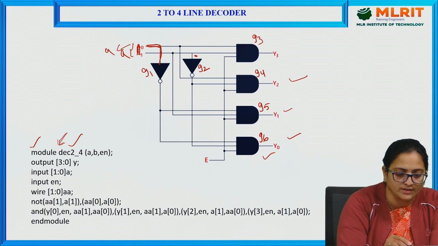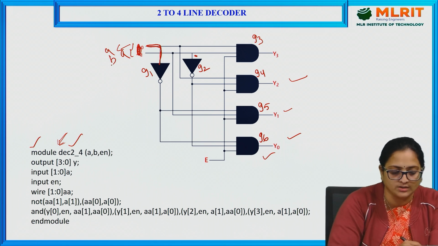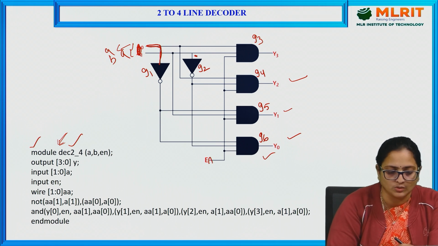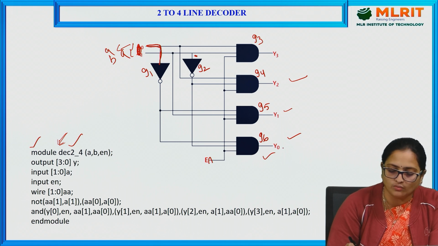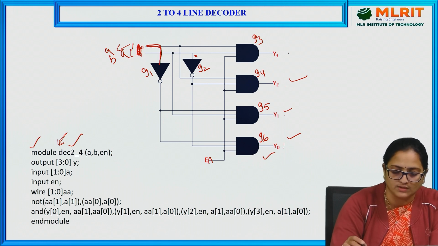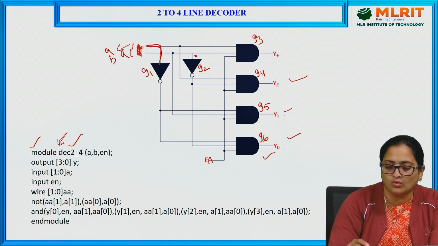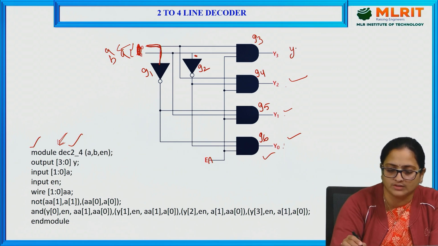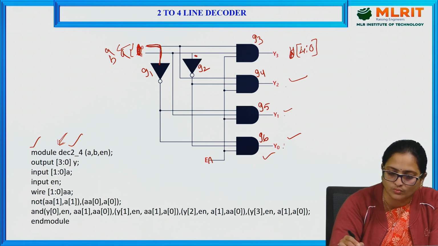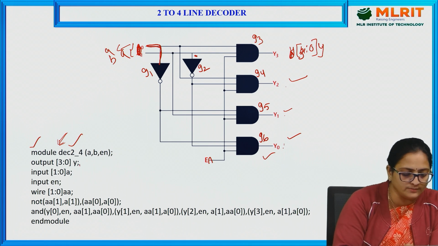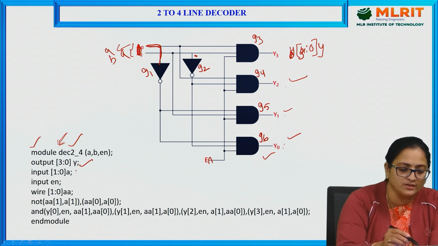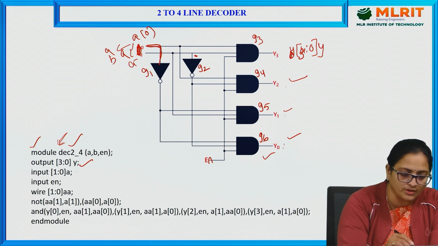So, here I have taken A0 and A1, but here according to this, A and B are the inputs and enable pin is also another input. And outputs are taken with Y, that is Y of 0, Y of 1, Y of 2, Y of 3, that is 4 outputs. So, these 4 outputs can be determined with the vector notation Y of 3:0, that is Y of 0, Y of 1, Y of 2, Y of 3 for the outputs. Inputs are A of 0, A of 1.